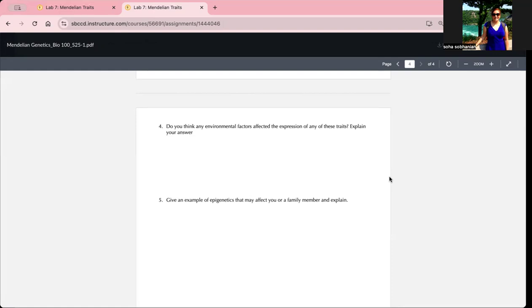So have fun with this activity. I think it's exciting, and it's also eye-opening in terms of how genetics gets passed down from one generation to another.